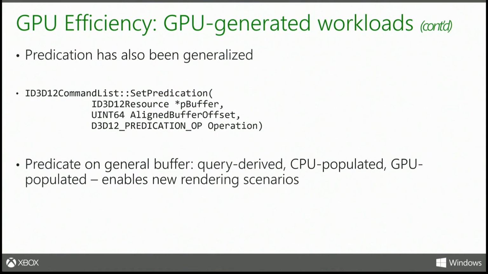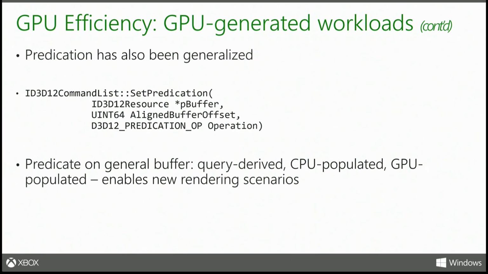We've also generalized predication. In DirectX 11, predication was tied to specific queries. We've generalized this to feed off of any specific buffer. So of course, you can use the results of a query. If you resolve to a buffer, you can then use that as input to the predication. But this can be any buffer. It's a buffer with an offset, and it can be a query result.